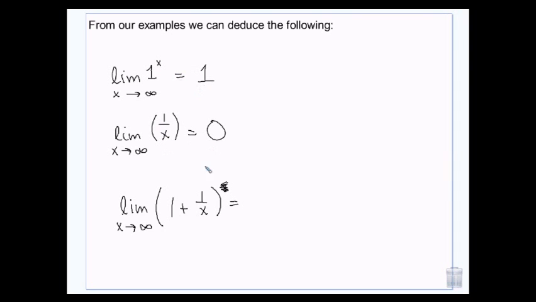So what happens is, as x approaches infinity, 1 to the x turns to 1, and 1 over x turns to 0. So this is 1 plus 0. So it's 1.